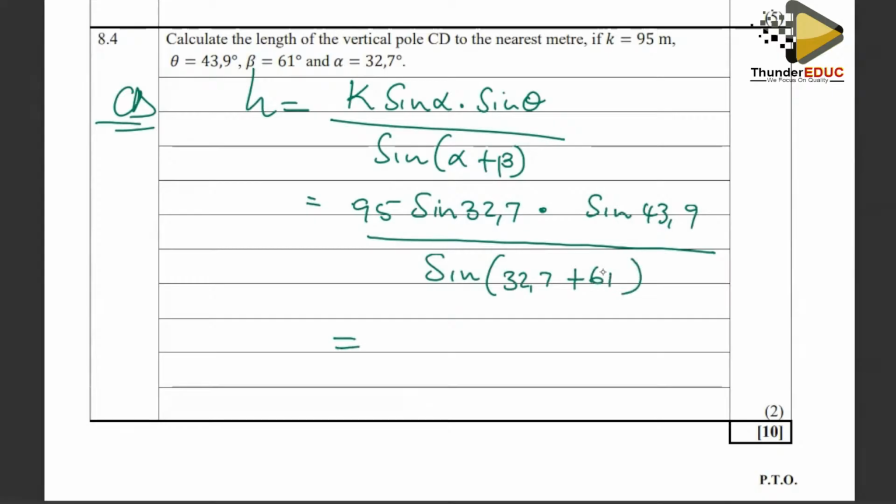When you punch all of this into the calculator, I'm getting 35,66 meters. I don't know. Somebody can advise us otherwise, but that's what I'm getting.